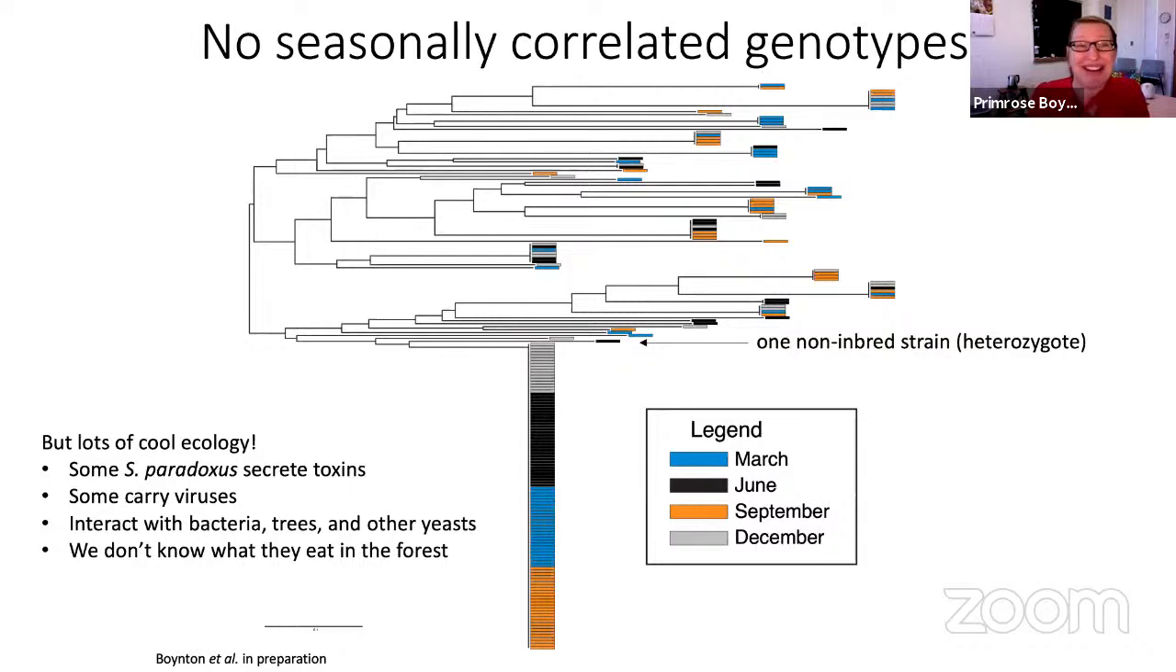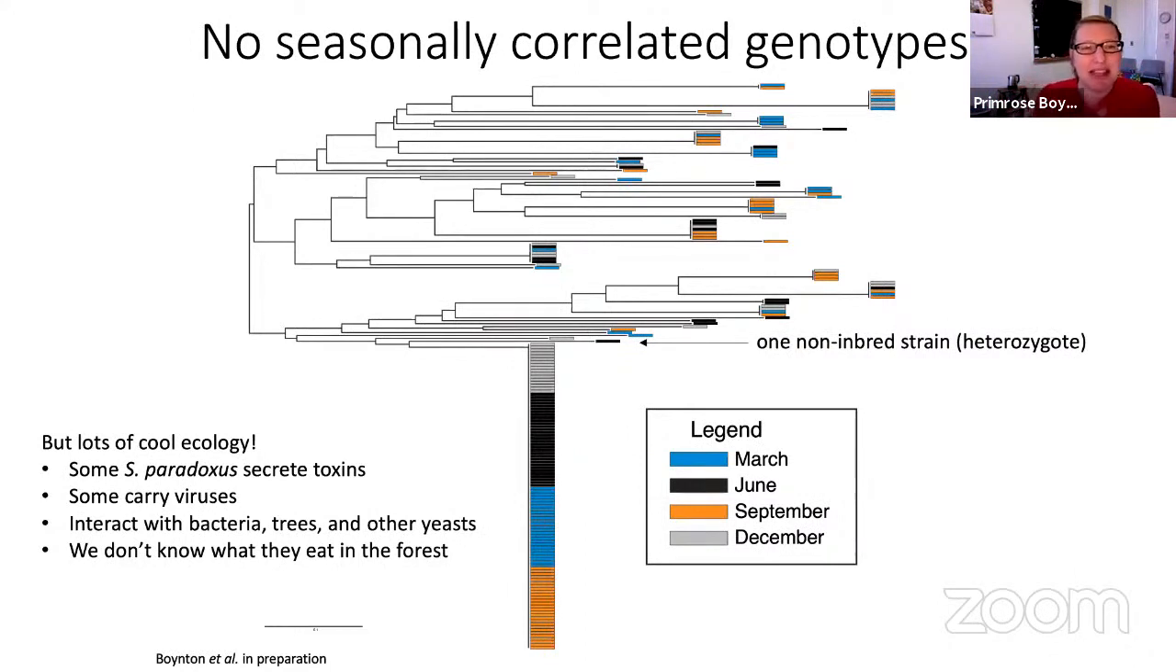What we can't figure out is what they eat in the forest. We expect them to eat sugar, but leaf litter is not a very high sugar environment. So there's a lot of open questions about the ecology of this yeast. So this is one Saccharomyces species. Saccharomyces is just one group of yeast in the broader diversity of single-celled fungi.